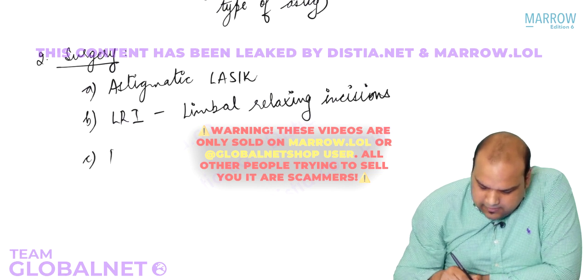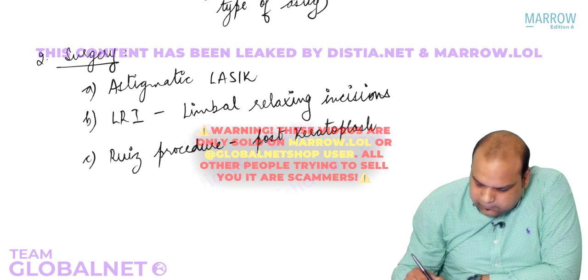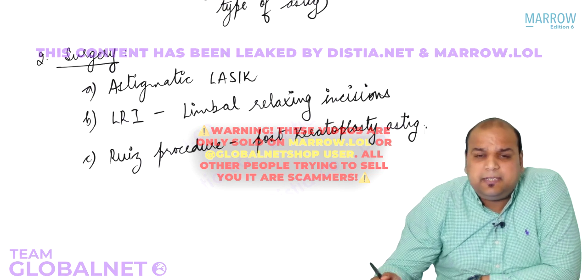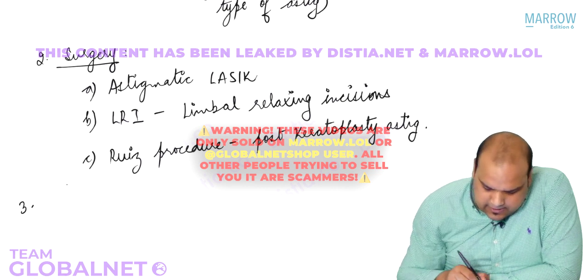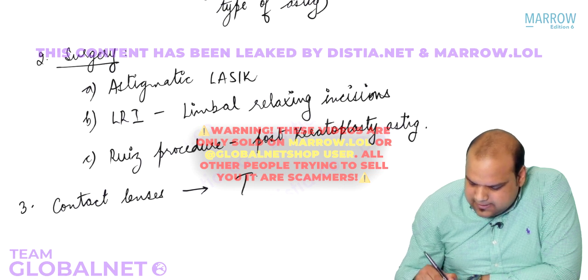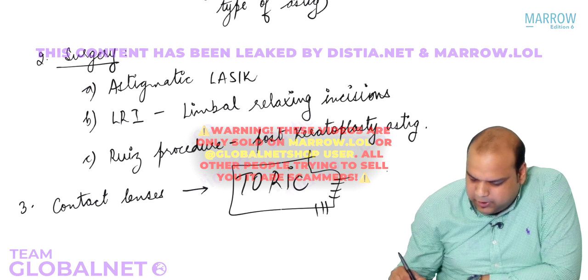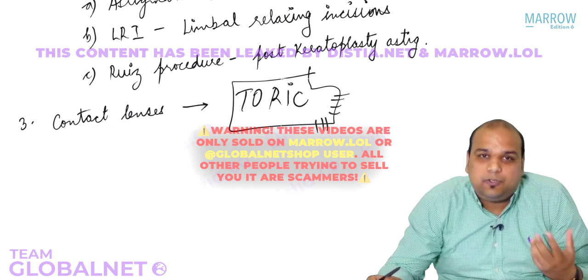Then thirdly, there is something called the Rui procedure. This is done for post-keratoplasty astigmatism. If after keratoplasty, that is corneal transplantation, a patient lands up with high astigmatism, then you have to do this surgery. Apart from the surgeries, we can give contact lenses. Obviously, we can give contact lenses, but those contact lenses are specifically known as toric contact lenses. Please remember this word, toric contact lenses are used for the treatment of astigmatism. Toric lenses, toric contact lenses.